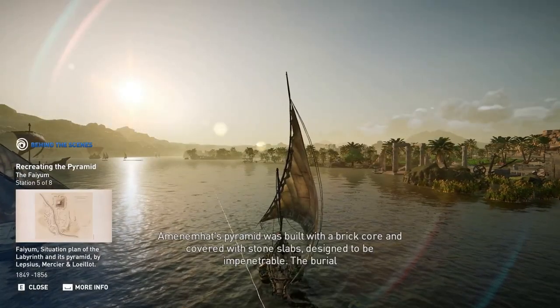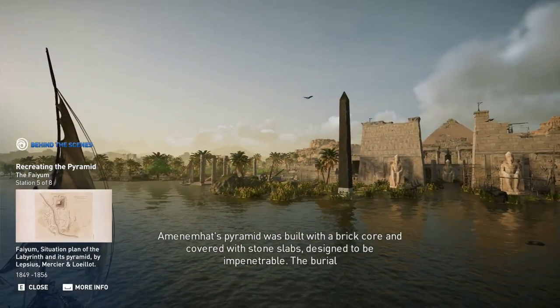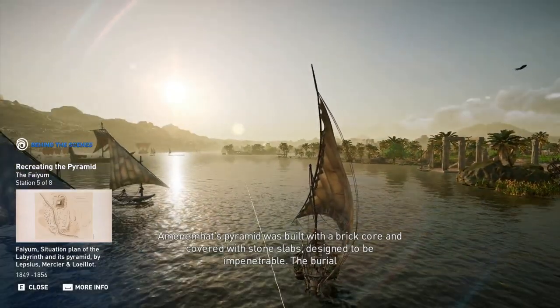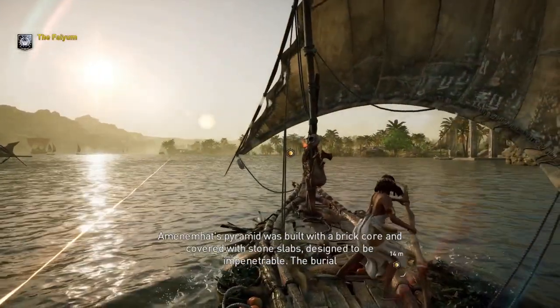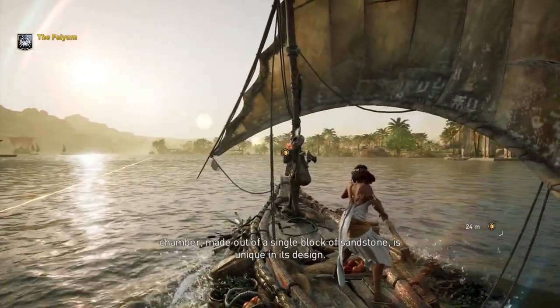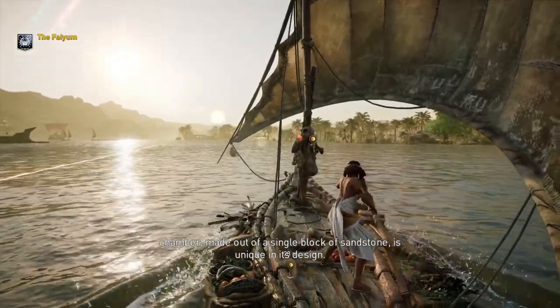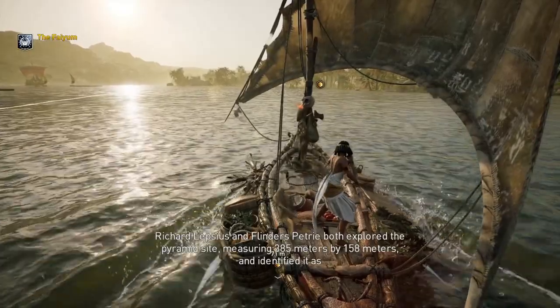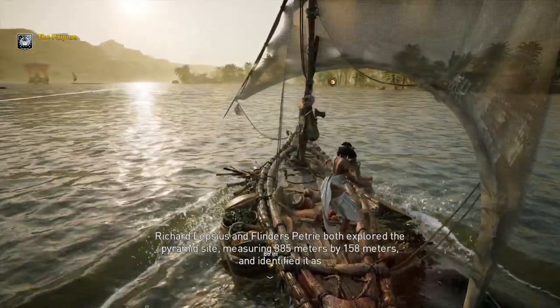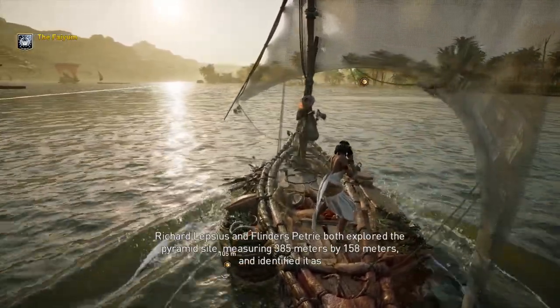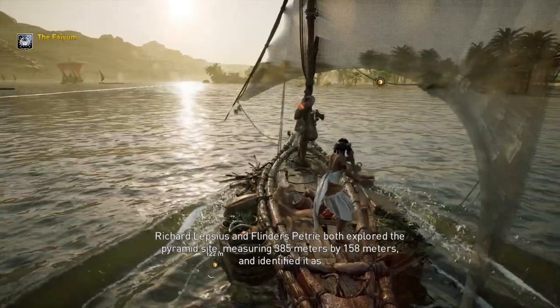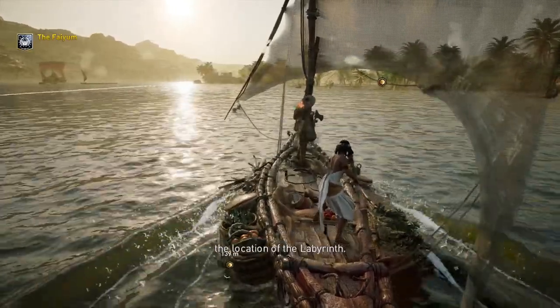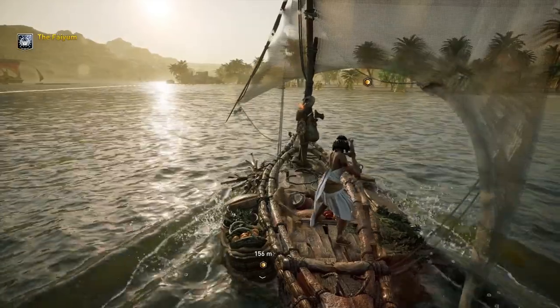The pyramid was built with a brick core and covered with stone slabs, designed to be impenetrable. The burial chamber, made out of a single block of sandstone, is unique in its design. Richard Lepsius and Flinders Petrie both explored the pyramid site, measuring 385 meters by 158 meters, and identified it as the location of the labyrinth.